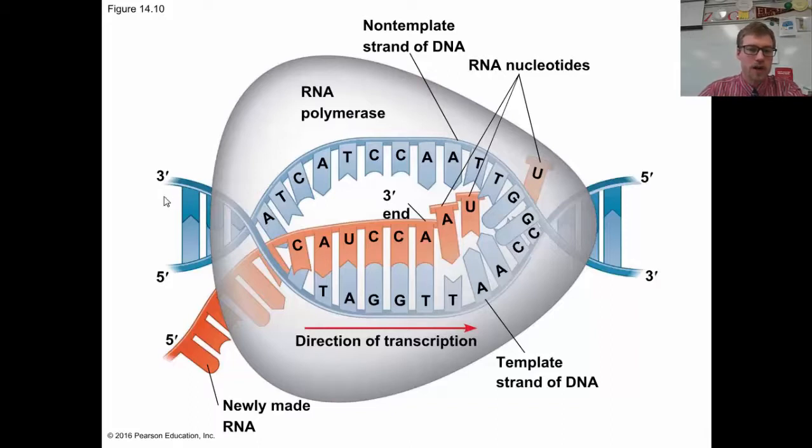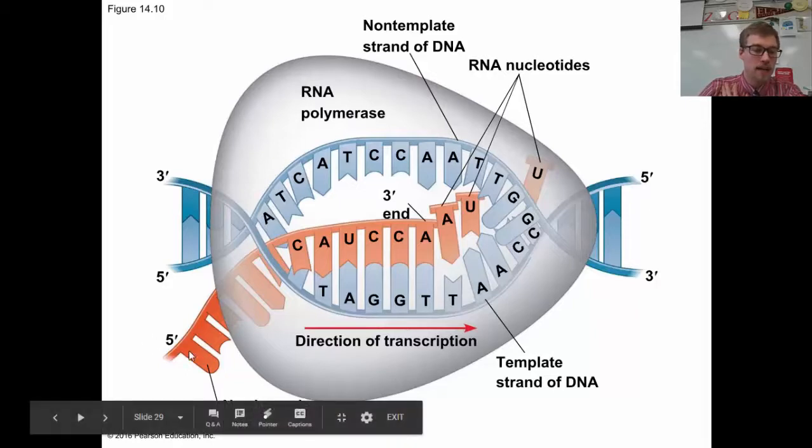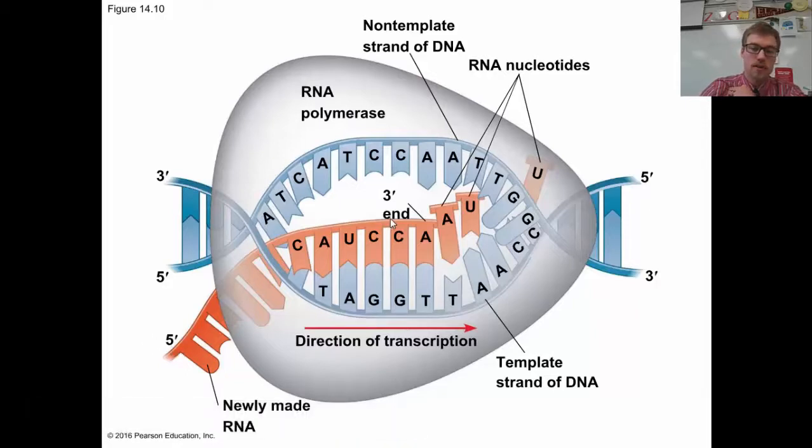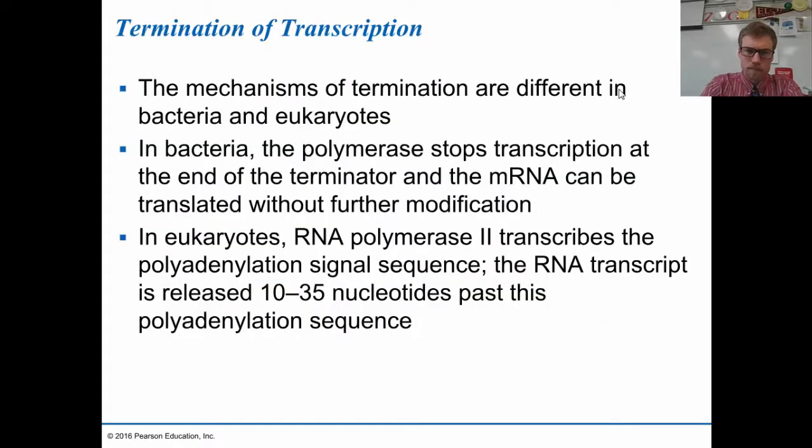You'll notice that the DNA strand is being read from the 3' end to the 5' end. The RNA is being made from the 5' end to the 3' end. And the reason, again, is that you must add nucleotides onto the 3' end of a DNA or RNA molecule because it has the free hydroxyl group for the dehydration synthesis reaction to take place. So that's the reason why transcription moves in the 5' to 3' direction.